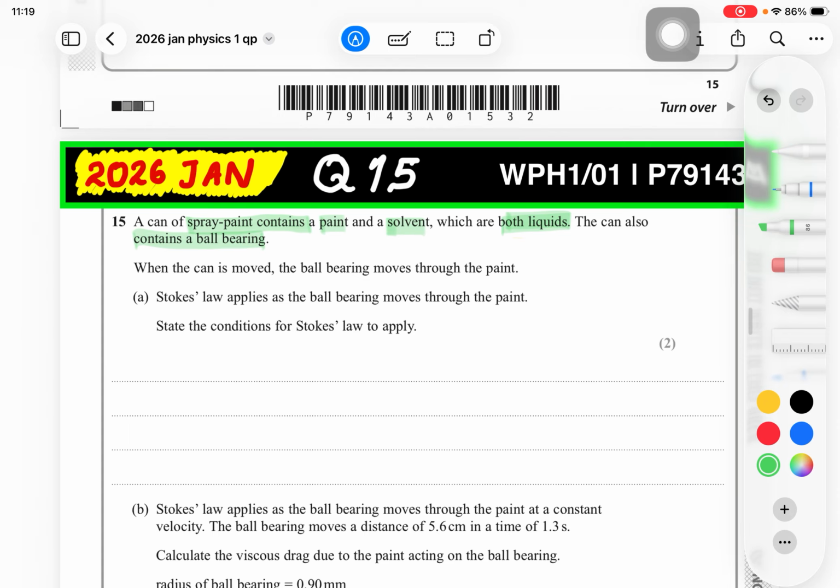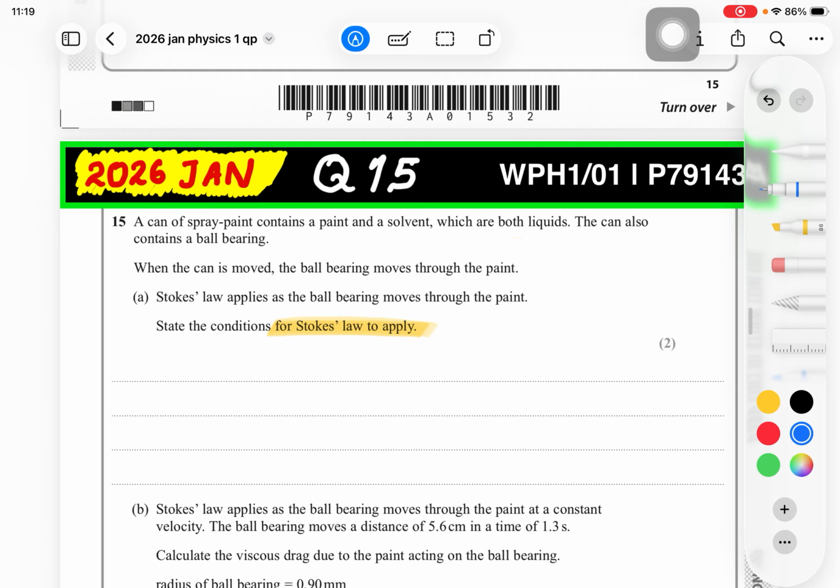They are asking about Stokes' law applying as the ball bearing moves through the paint. This is a very famous question. They are asking what the condition is for Stokes' law to apply. Since they're asking for 2 points, we can write about two things.